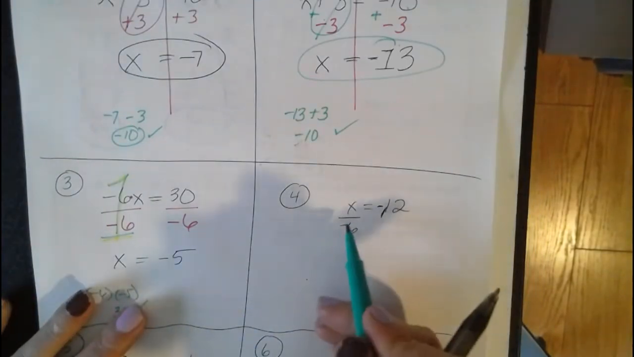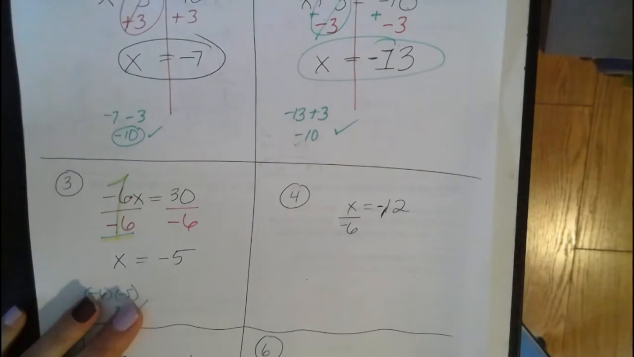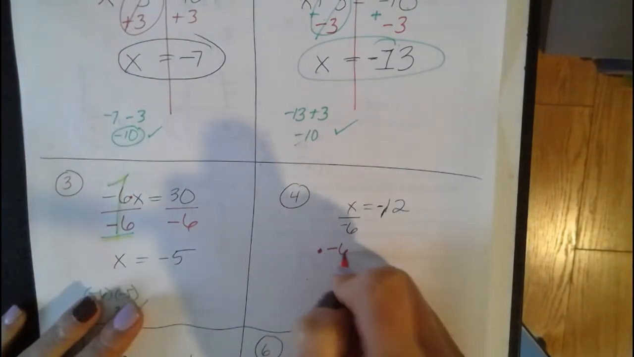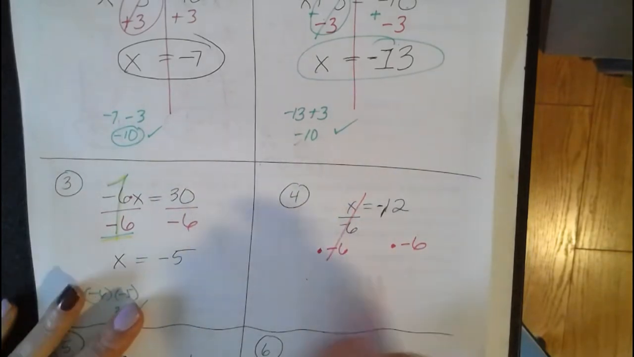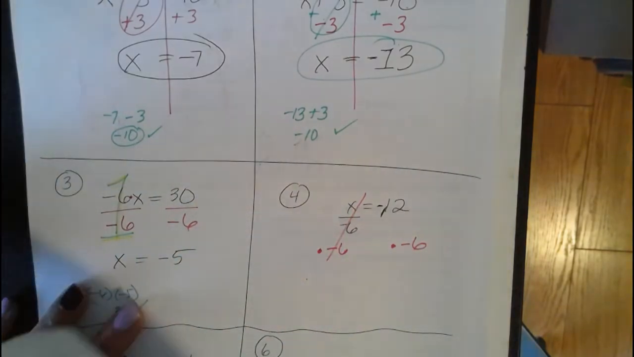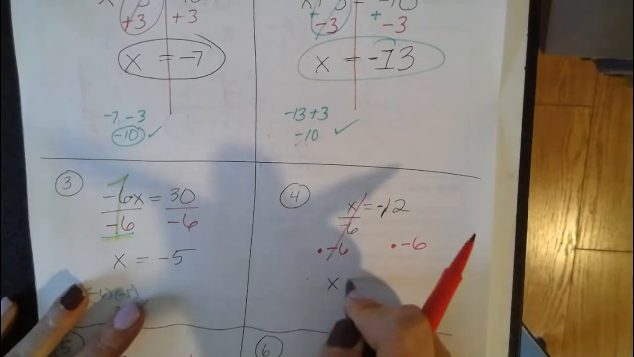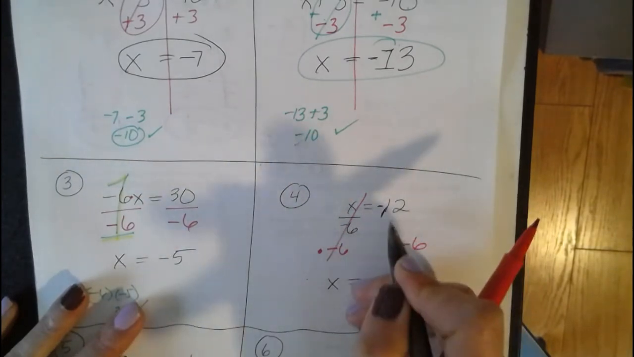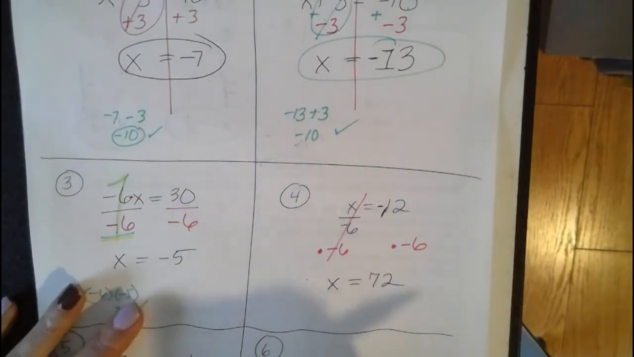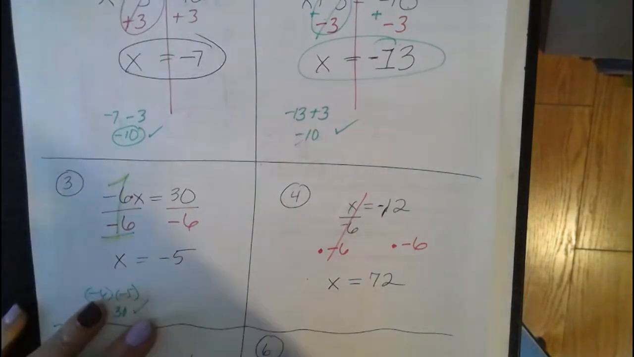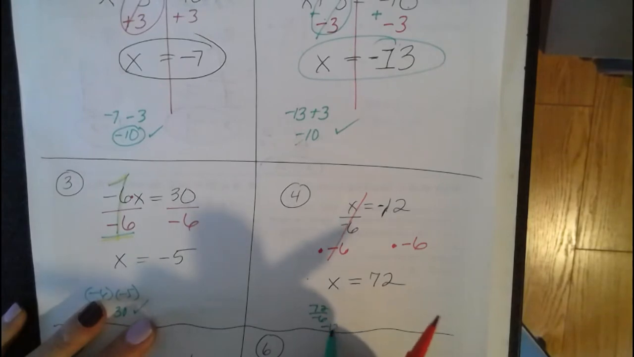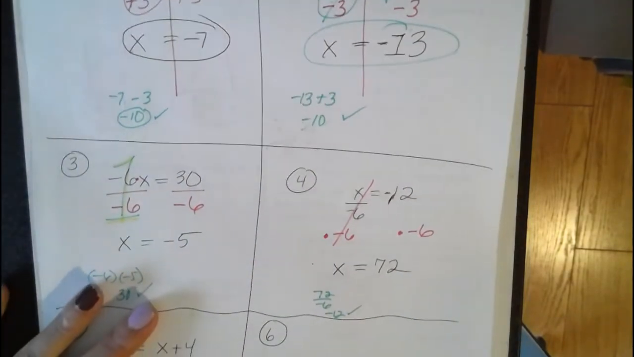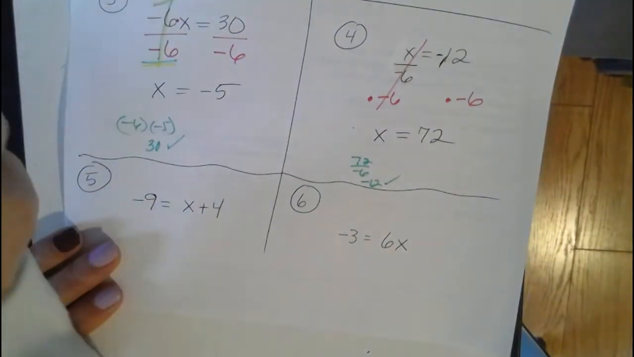Last one, the opposite of dividing is multiplying. So I need to multiply by -6. Those, opposite operation, cancel each other out there. And I would get x is equal to negative times negative is positive 72. Okay. Checking it, this would be 72 divided by -6 is -12. It does check.